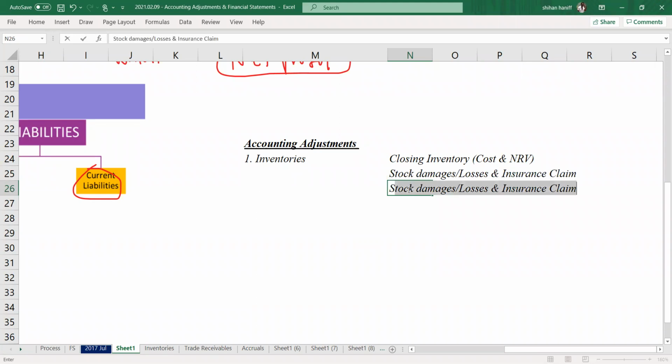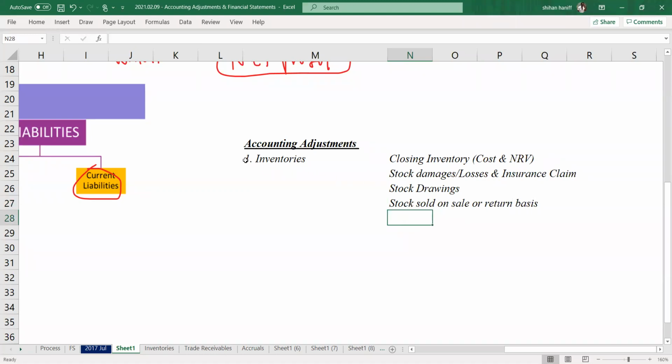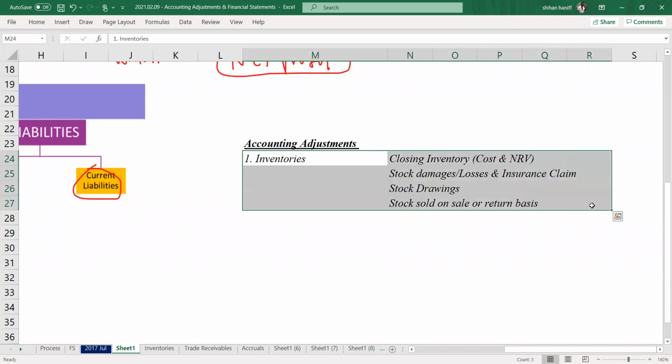Then we also have stock drawings, then stock sold on sale or return basis. So these are the adjustments related to inventories.